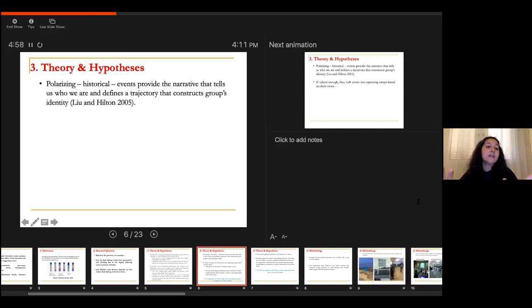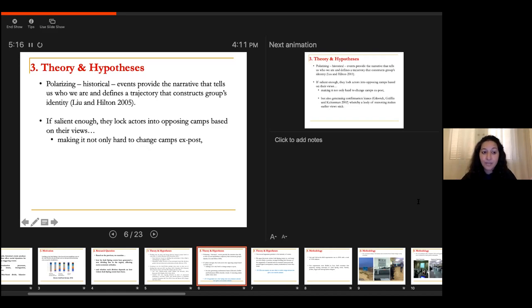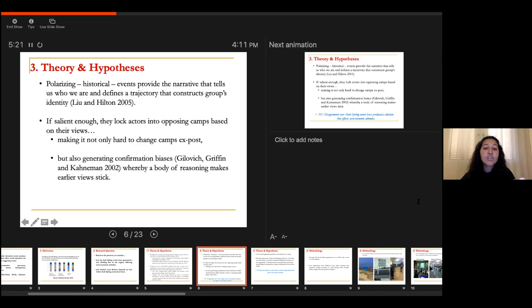Whatever it is, we found out that polarizing historical events provide the narrative that tells us who we are and defines a trajectory that constructs groups' identity. And if salient enough, they lock actors into opposing camps based on their views, making it not only hard to change camps ex post, but also generating what is called confirmation biases, whereby a body of reasoning makes earlier views stick.